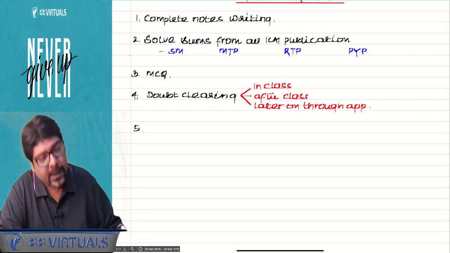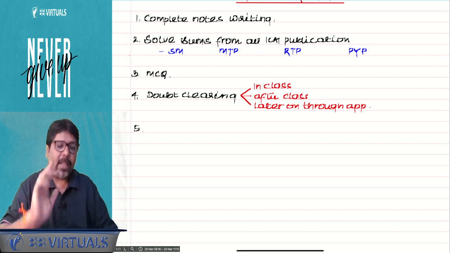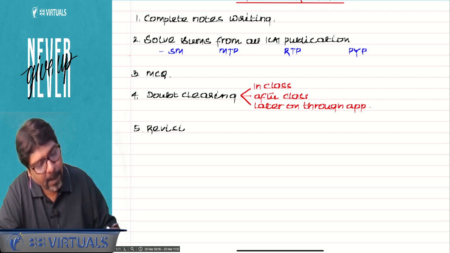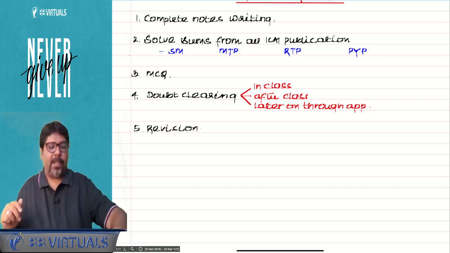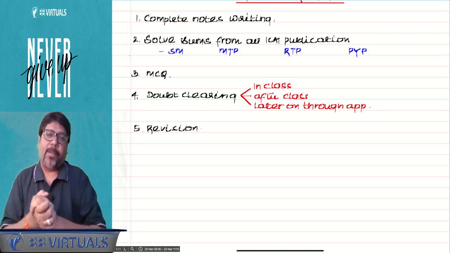Thereafter, sir, after the syllabus gets over, will there be any revision? Yes, we'll do revision also. Correct. So we would do revision also.